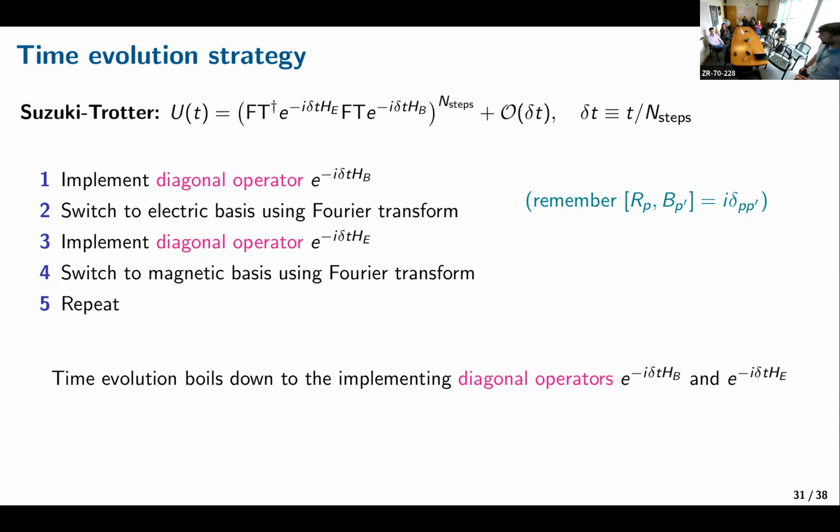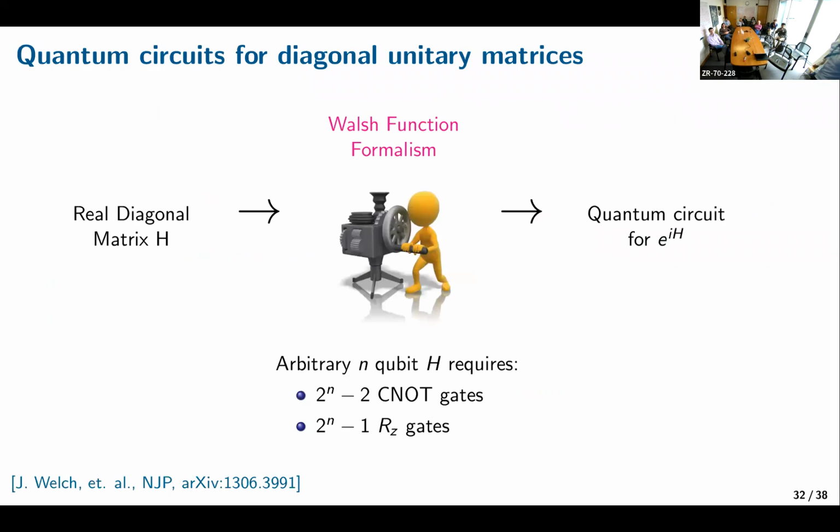And there is an algorithm to do this without using ancillary qubits or things like that. It's what we call the Walsh function formalism. In the next few slides, I'm going to talk about some more details of this just for completeness, but you don't need to know all of the details. Just know that if you give this Walsh function formalism a real diagonal matrix, you can turn the crank and it will give you the quantum circuit for the exponential of i times your diagonal matrix.